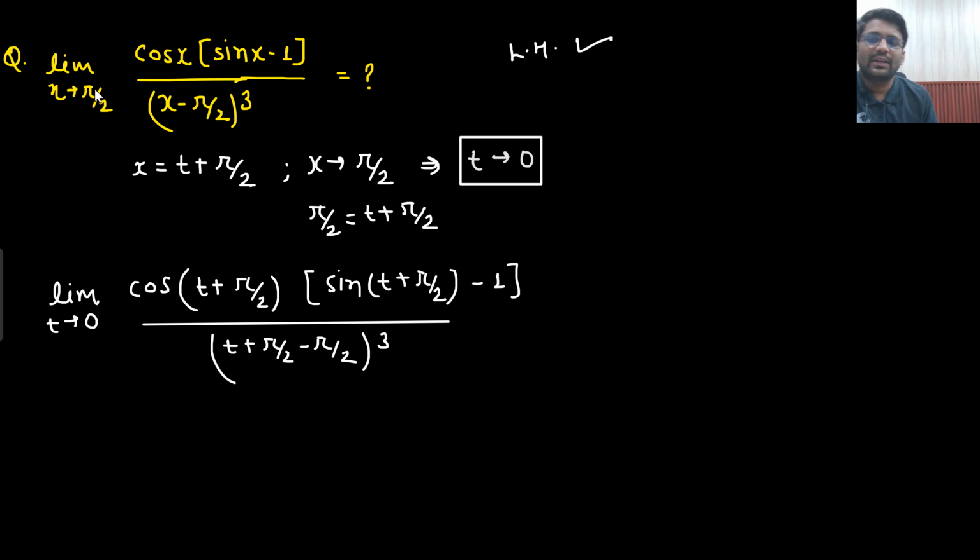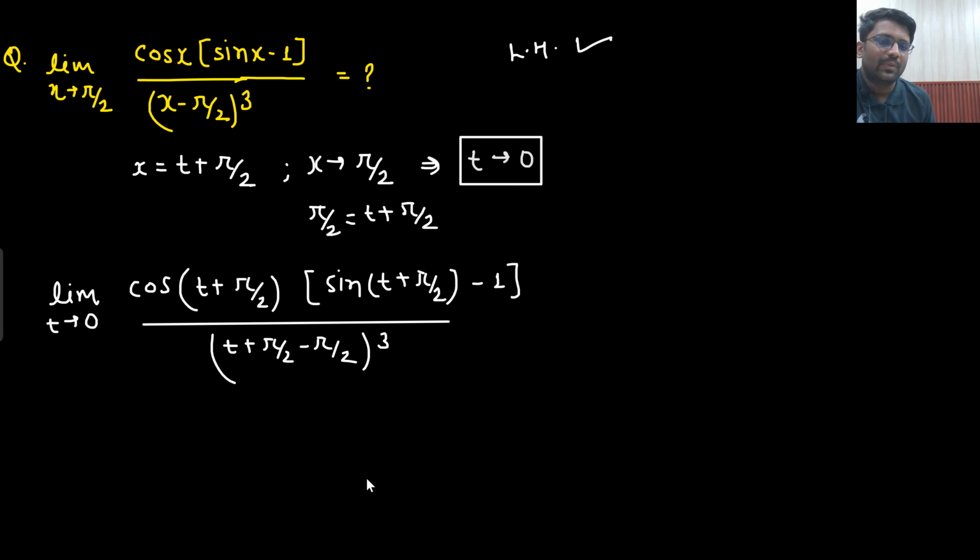Why I did so? Because I know that in these kind of problems, I am more comfortable with something tending to 0. Then I thought that I need to make it tend to 0. Then what I thought, let's replace x with t plus pi by 2. If x is tending to pi by 2, then t will tend to 0. Then t is tending to 0 here. Then just replace x with t plus pi by 2.